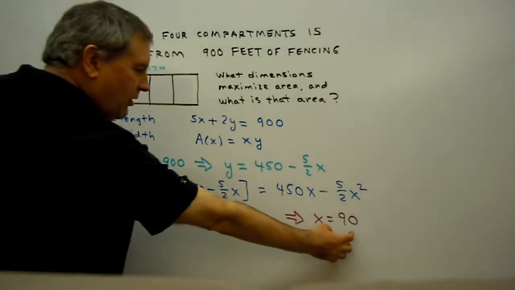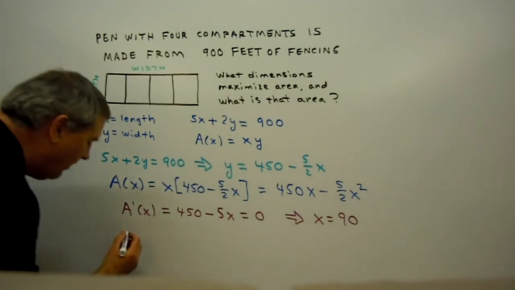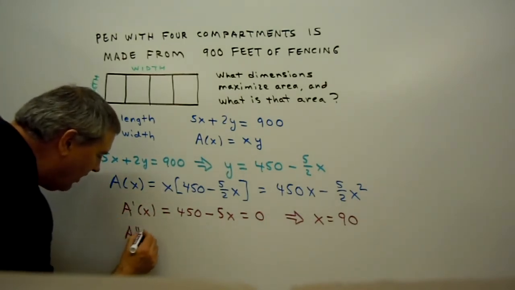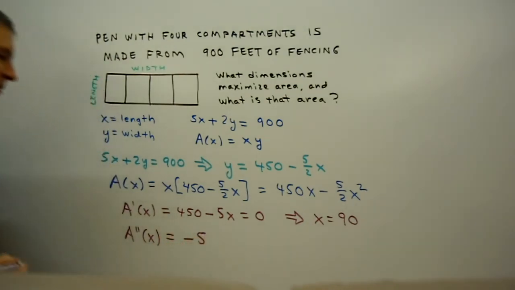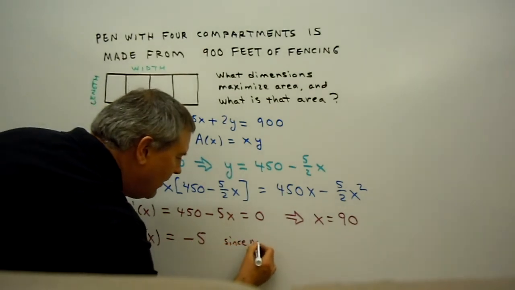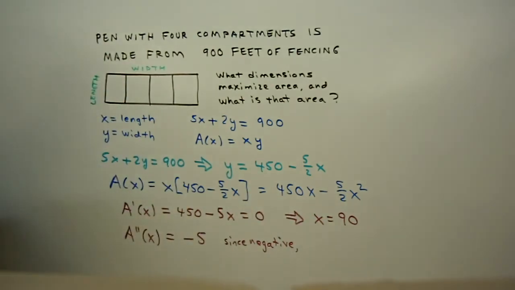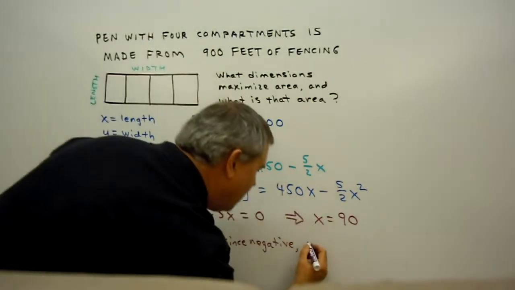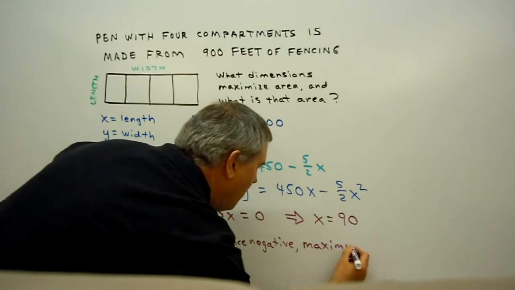However, how do we know that that's actually a maximum? Well, that's where the second derivative comes in. If we take the second derivative, it is simply equal to negative 5. And of course, since this is a negative number, we know that the x equal to 90 will be a maximum.